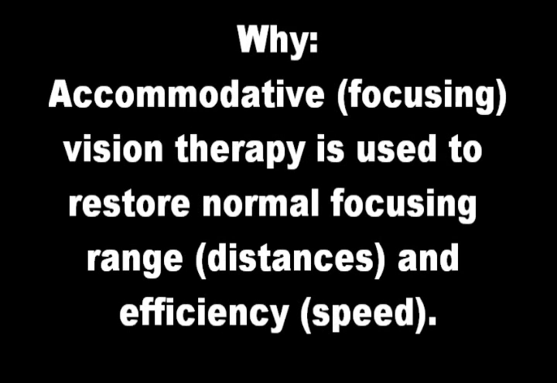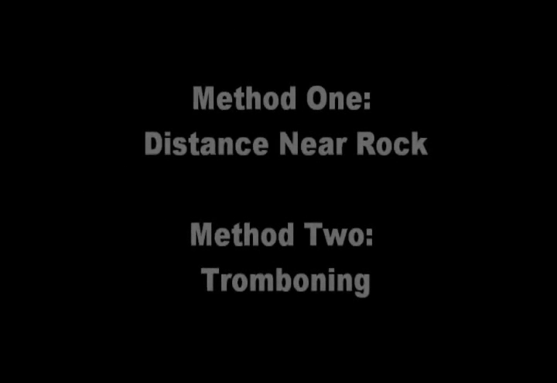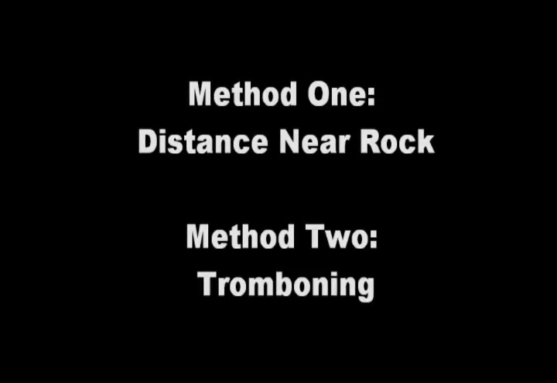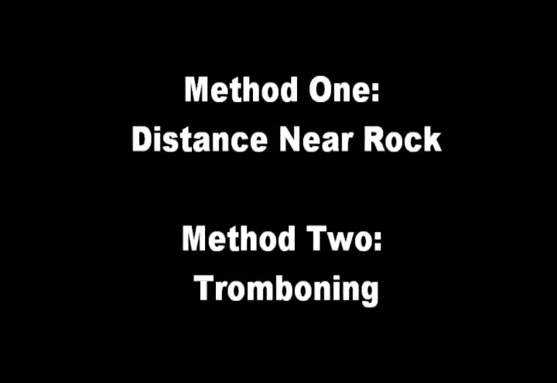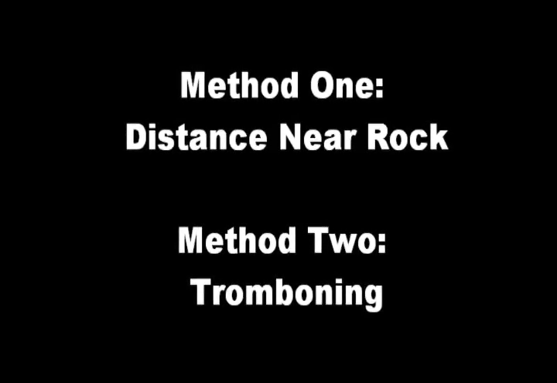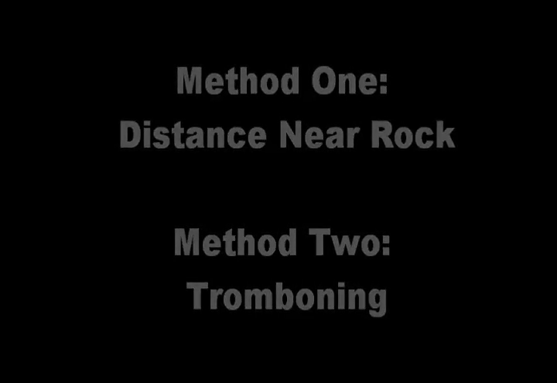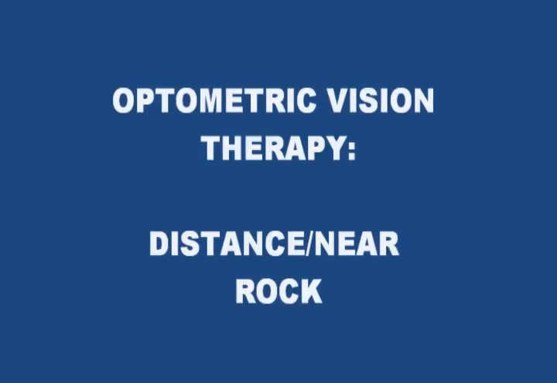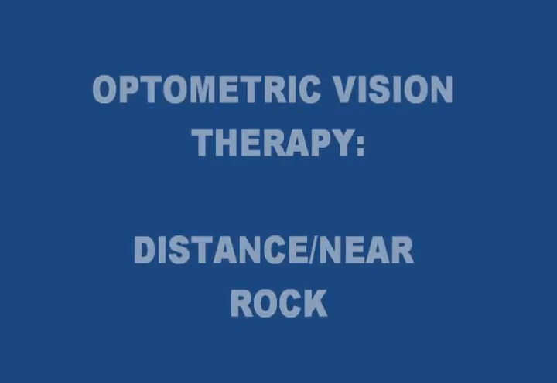Accommodative or focusing vision therapy is used to restore normal focusing range and efficiency. Two individual methods of performing the Heart Chart Accommodative Rock vision therapy techniques involve: 1. Distance near rock, 2. Tromboning. Let's begin with distance near rock.